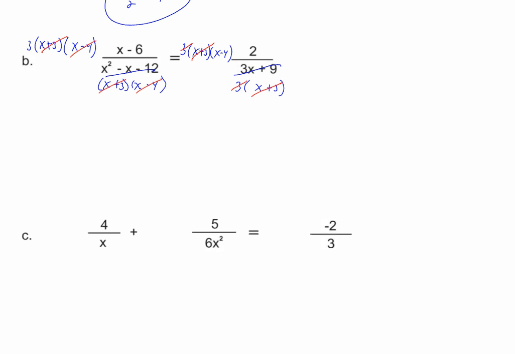So now you've got to distribute. Be careful. You might want to put this x minus 6 in parentheses because it is that 3 that's left times that numerator. Does that make sense? It's the 3 in the top left times that x minus 6. So we get a 3x minus 18 on the left. And then we've got to distribute x minus 4 times 2, and you get a 2x minus 8 on the right.